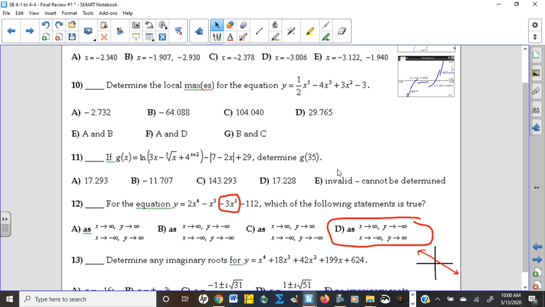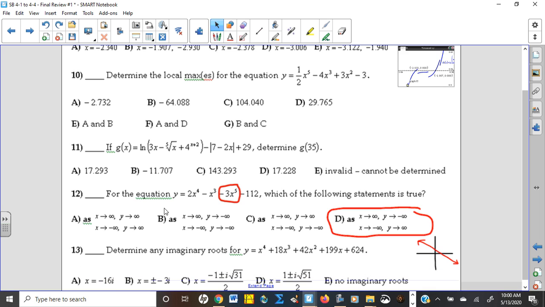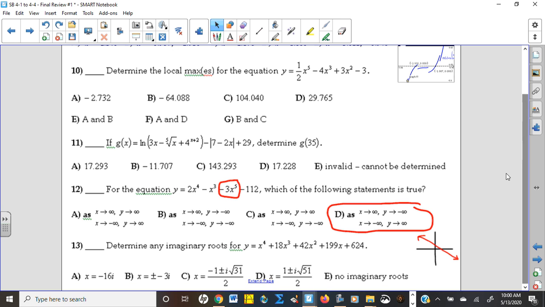Number 11 and 12, we were actually, number 11, I guess, was where we were plugging the function in and then just having it evaluate our value of 35. 12 was actually an end behavior function.